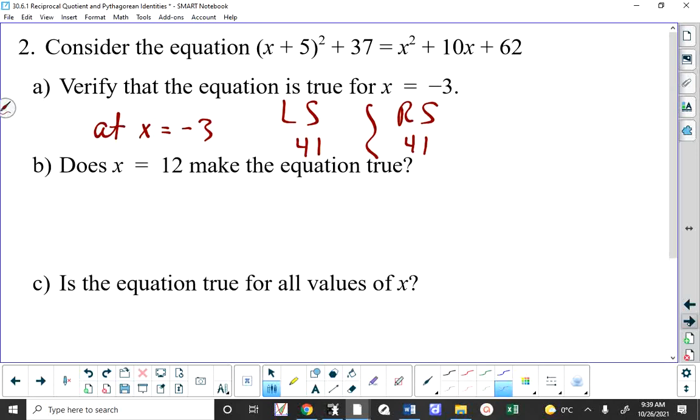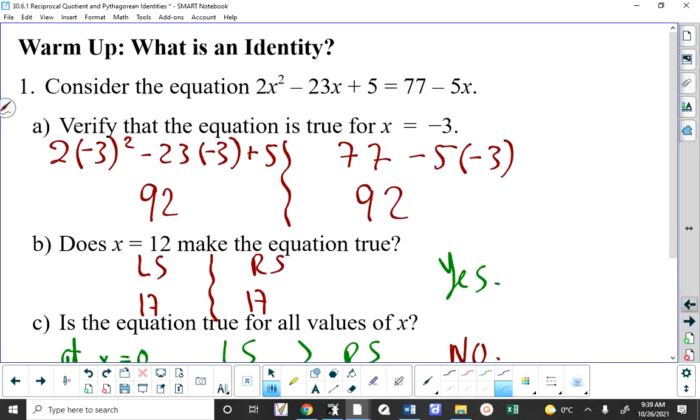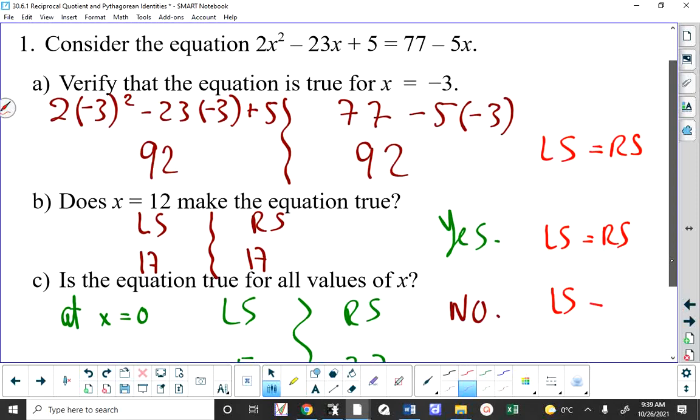Okay. So something I didn't write here, which maybe I should. I'm going to go back to number 1. We would probably write left side equals right side here. We would probably write left side equals right side here. And we should probably write left side is not equal to right side here. And when I say left side is not equal to right side in C, I'm saying for x equals 0. And maybe in a more general sense, I'm saying it's not always equal.